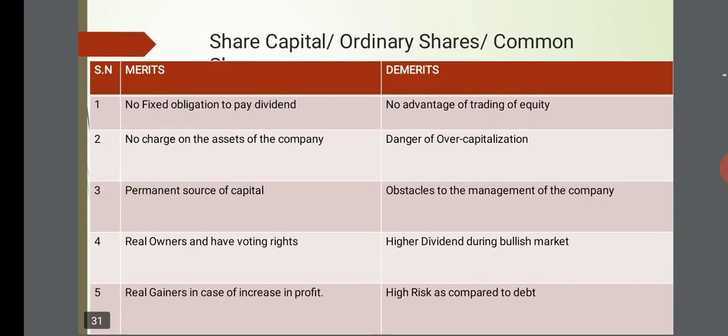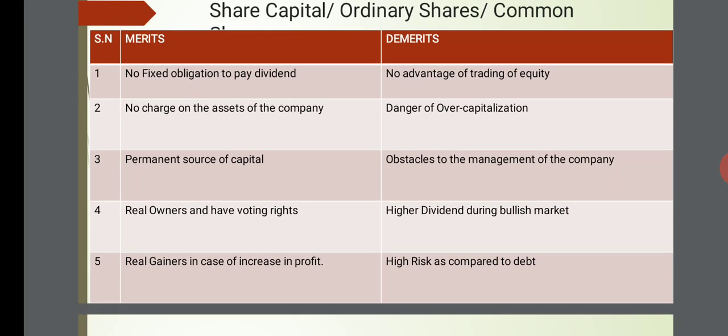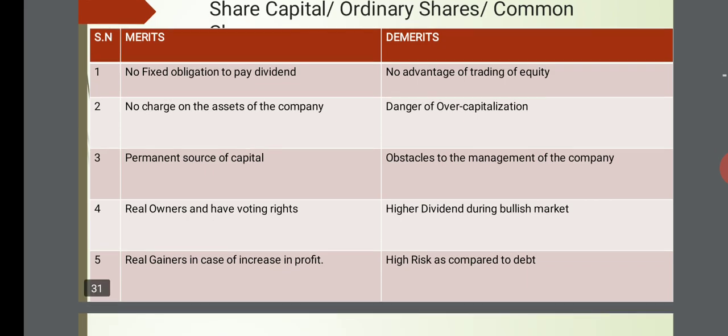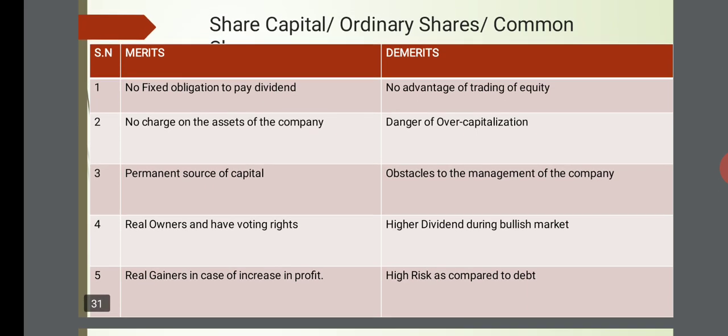Now, what are the merits of equity share? No fixed obligation to pay dividend. Company can pay dividend only if they earn profit. If the company doesn't earn profit, there is no need to pay any dividend. Then no charge on the assets of the company unless and until other charges are fulfilled. Only the residual charge rests on the assets of the company.